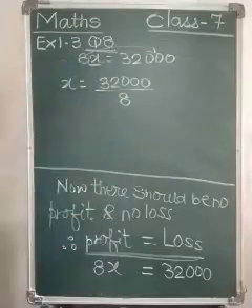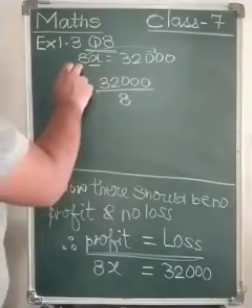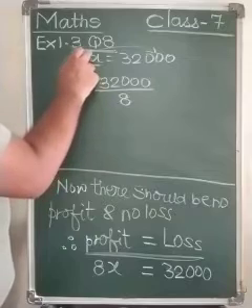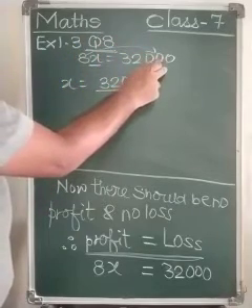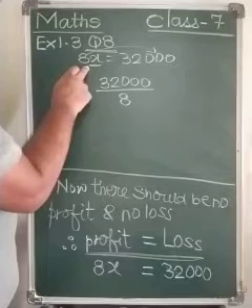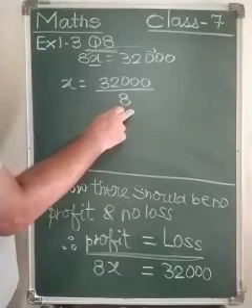Okay, please again take this part, understand this part. 8 multiplied by x, 8 is transposed to right hand side, here it is multiplication, so when it goes on right hand side it will become division.